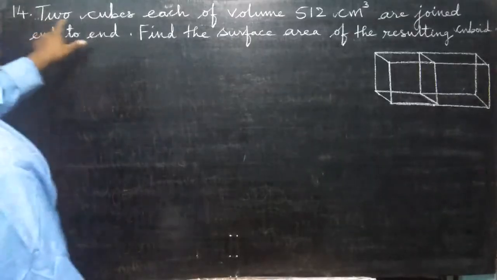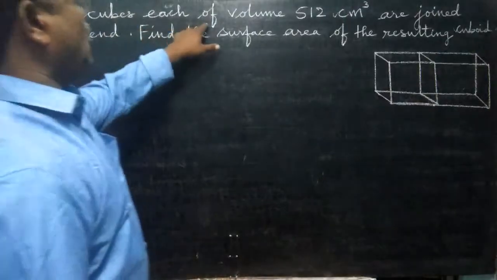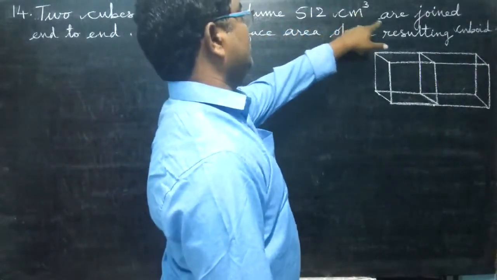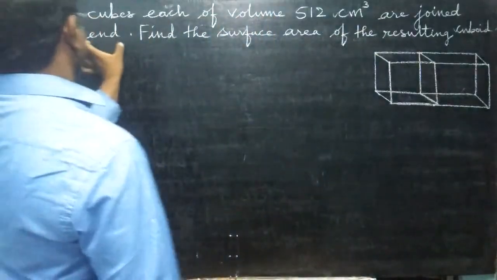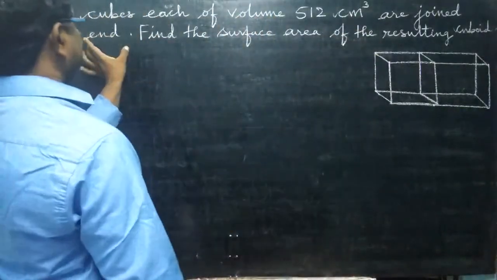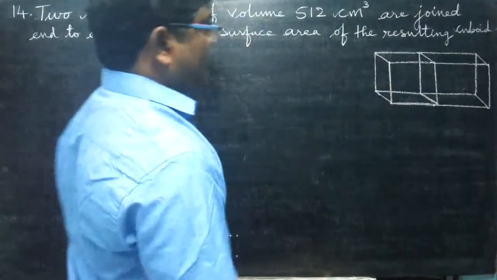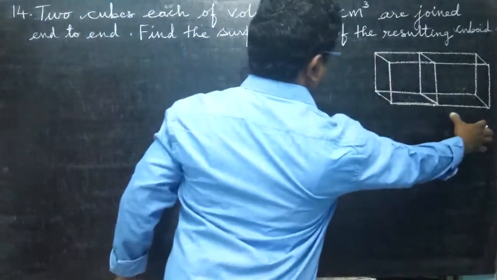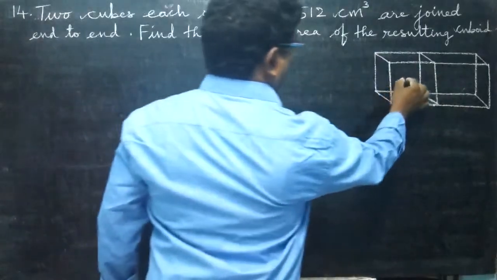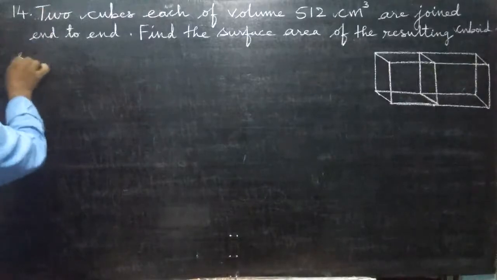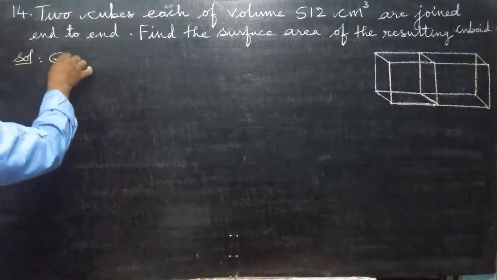14th problem. 2 cubes, each of volume 512 centimeter cube, are joined end to end. You can see the figure clearly. Find the surface area of the resulting cuboid. 2 cubes are joined, it became a cuboid. Volume of each cube they have given 512. So, solution. Given.